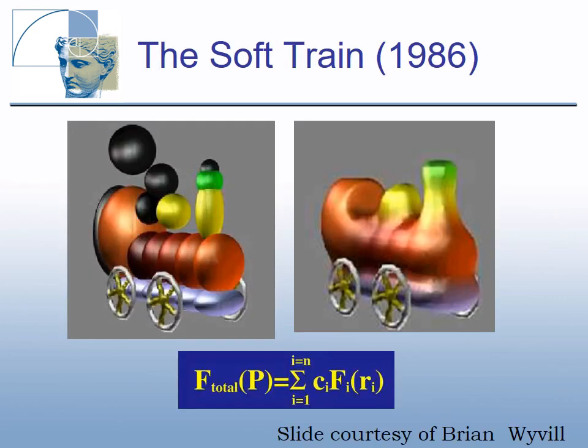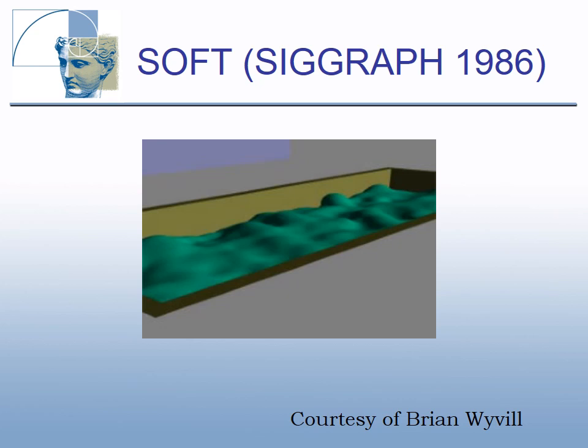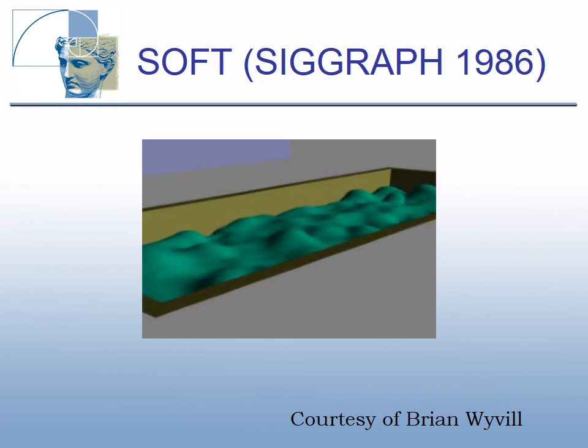This is a soft object strain model by Brian Wyvill and co-authors. You can see all the individual elements in the left image, and then they are blended together in the right image. This is an animation called Soft by the authors of soft objects. Note how the motion of shapes is controlled by moving individual skeletal points.